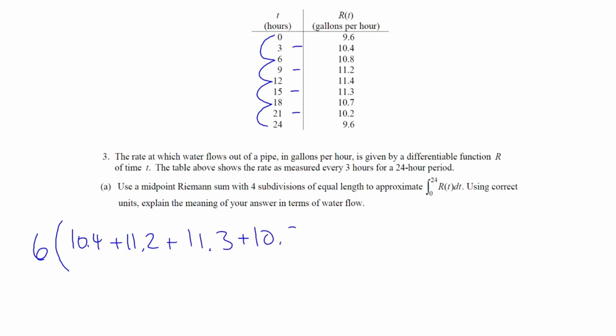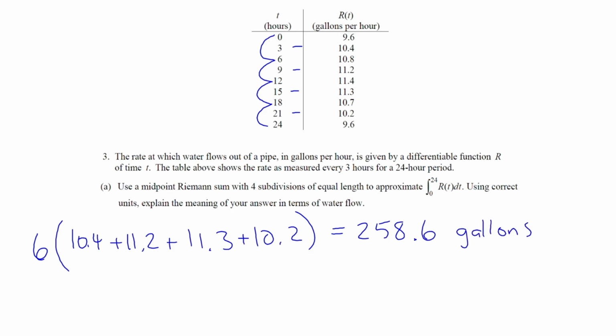11.3, and 10.2. Now, this is a calculator question, even though it's number 3, because back in 1999, the first 3 were all calculator questions. So you could use a calculator to total all that up if you want. 0.2, 0.2, 0.4, and 0.3 is 1.1. And if I add 10, 11, 11, and 10, we get 42 plus 1.1, which is 43.1. And 6 times 43.1 should come out to be 258.6 gallons.